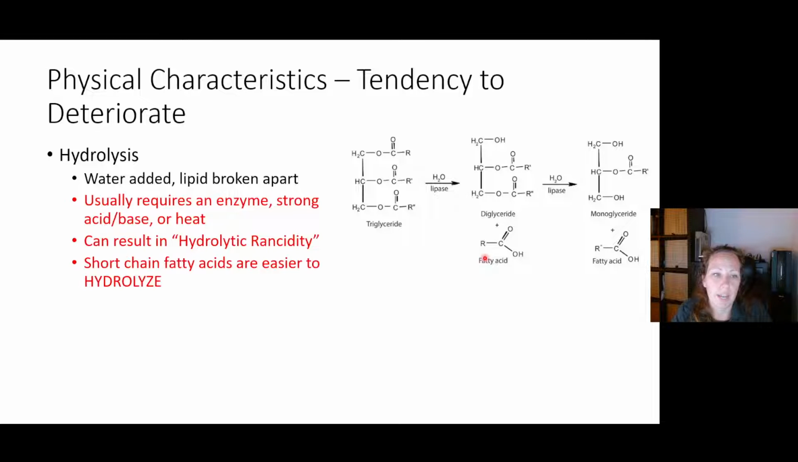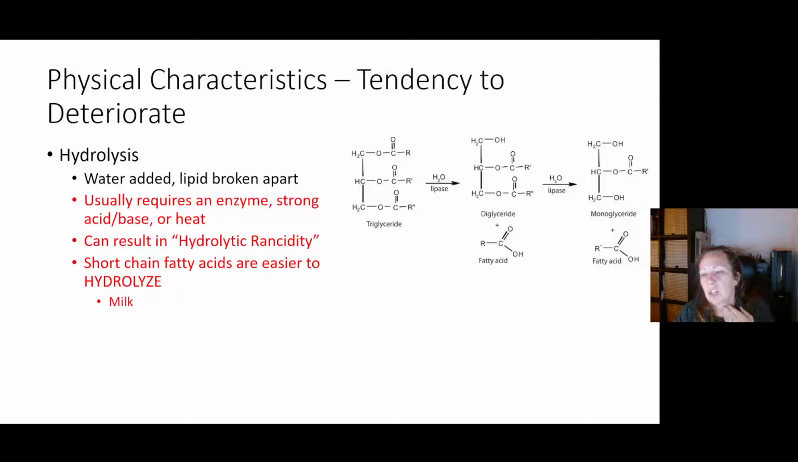Now, short chain fatty acids, so the ones that have fewer carbons, are easier to hydrolyze. And I think this is where the book said oxidize and hydrolyze, okay? So these can be found in high amounts in milk. It's one of the main places that we find these short chain fatty acids, is in milk, okay?